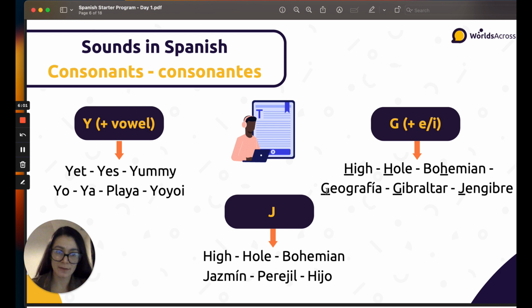The letter G, when it's followed by the letter E or I in Spanish, will always be pronounced like the jota, the one that we were seeing before. So we would say "high," "whole," and "bohemian," the same as the ones we use with the jota, right? So we would say in Spanish, geografía, Gibraltar, and jengibre. You see, the letter J and the letter G in Spanish are aspirated, right? Just that with the letter J, all of the vowels, but with the letter G, it's only if it's followed by E or I, okay?